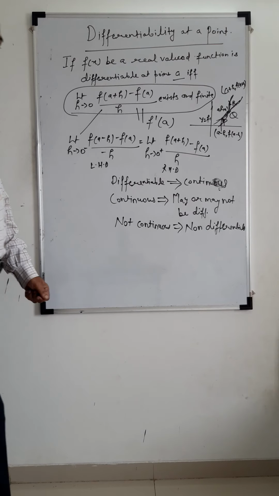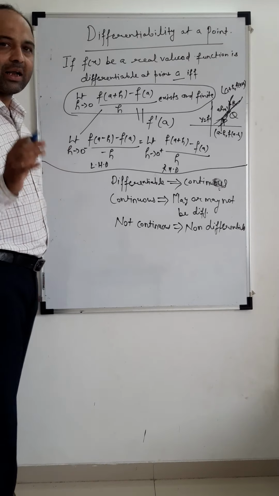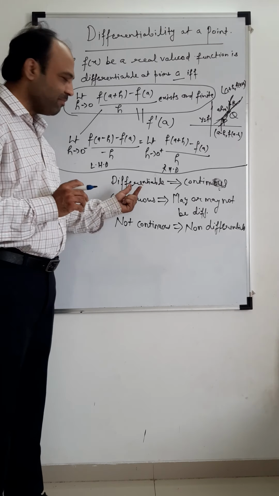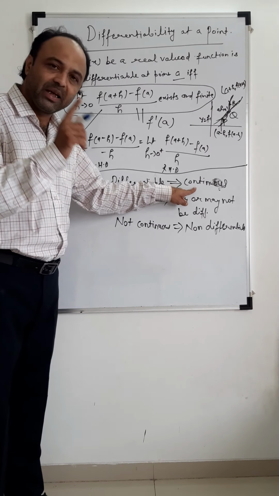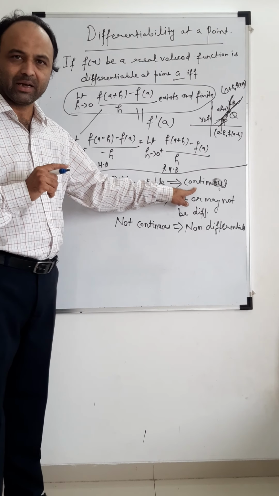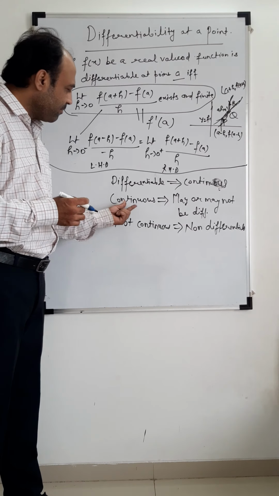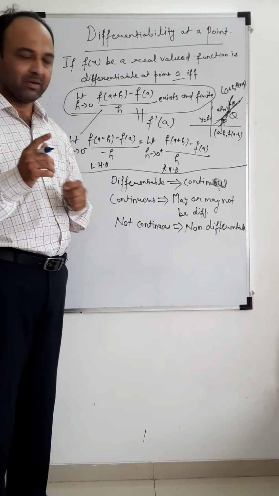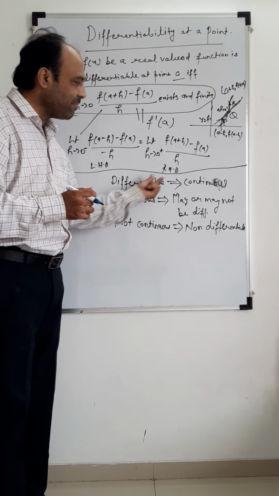So now look at this. We came to know that LHD should be equal to RHD, then the function is differentiable. Fine. Now the next part is what I have mentioned here. If a function is differentiable, then it must be continuous. That you have to remember, correct? For this a lot of examples are available in the questions also, you will come to know. But a function that is continuous may or may not be differentiable.